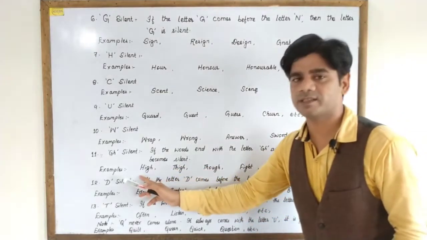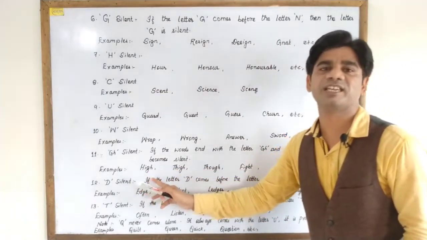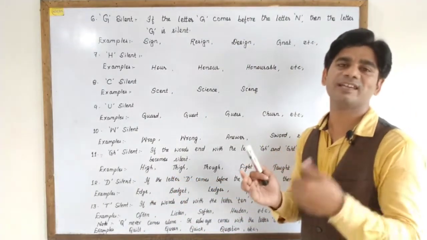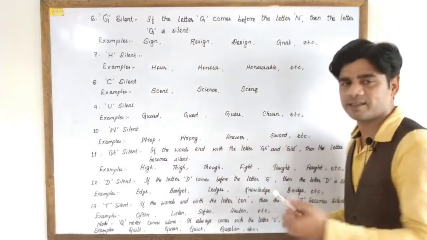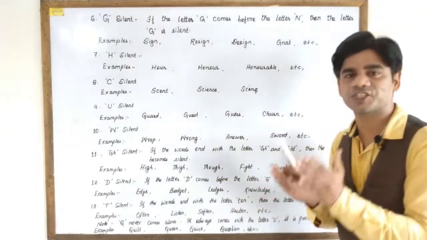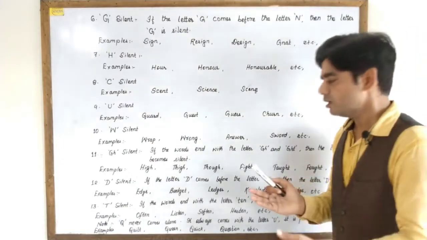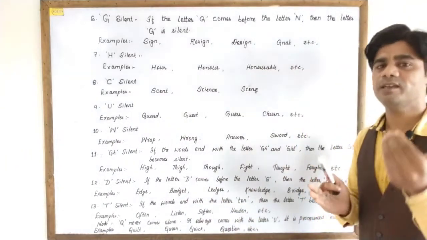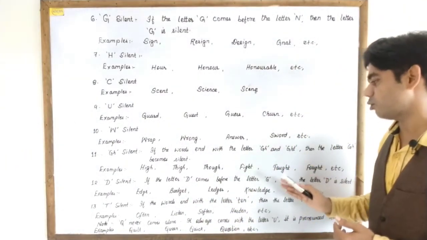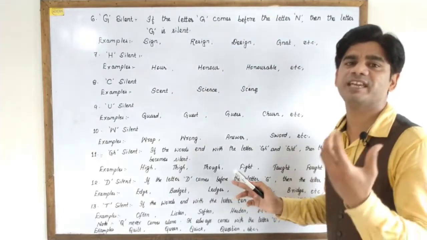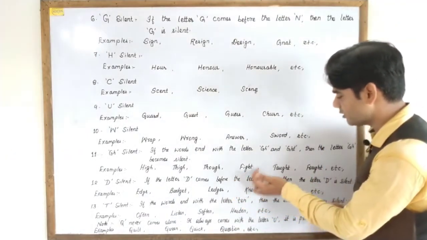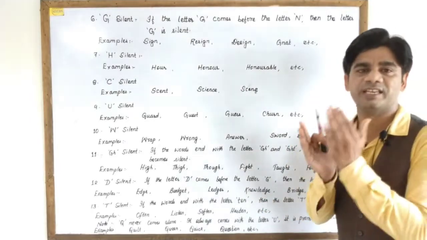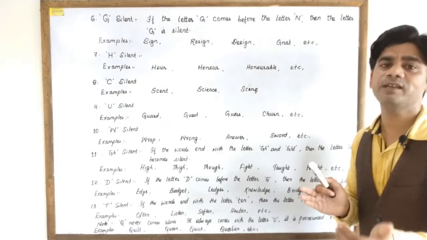Now the first example you can see here is H-I-G-H, high. Next example we have is T-H-I-G-H, thigh. Now the third example we have here is T-H-O-U-G-H, though. So here you can see that in each word there is a letter G-H and G-H is becoming silent. Now the next example we have is F-I-G-H-T. So here you can see that there is a letter G-H-T and if the words end with the letter G-H-T, then G-H is becoming silent.